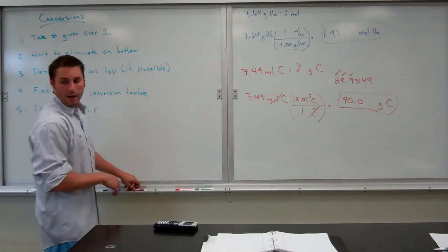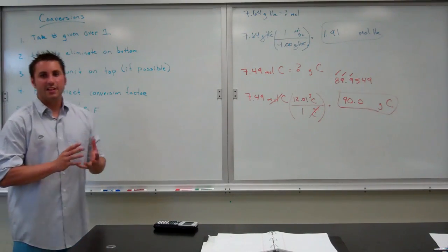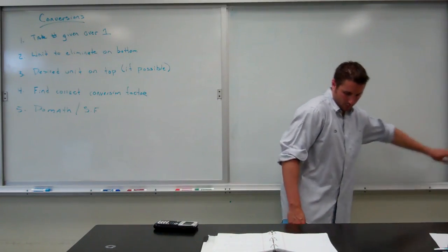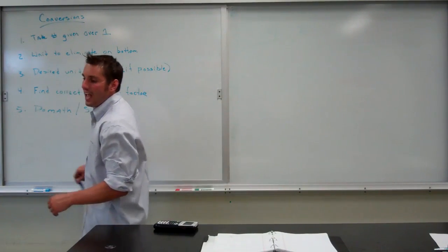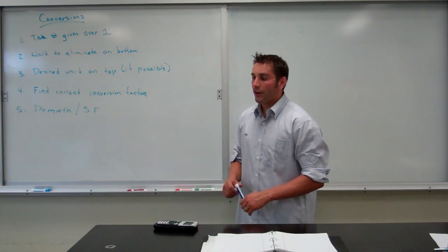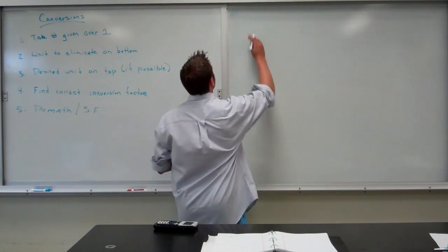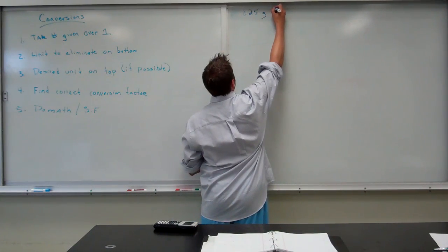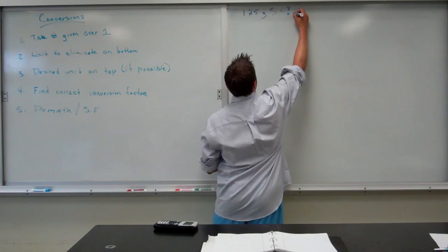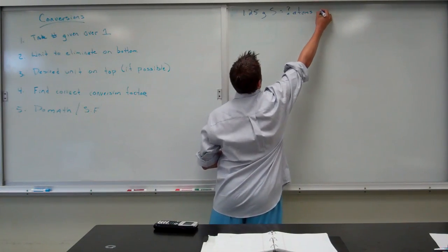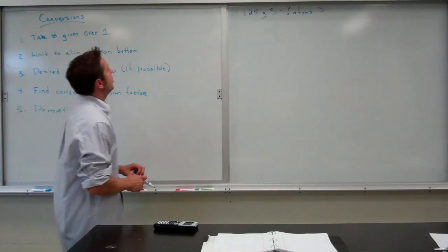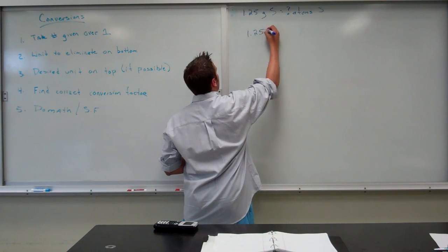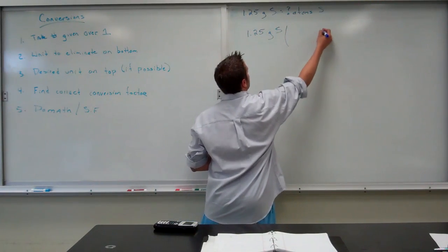Let's take a look at some that are a little bit more complicated, things that involve compounds or possibly multiple steps. Okay. Example 5 says, how many atoms of sulfur are there in 1.25 grams of sulfur? So I know I have 1.25 grams of sulfur, and I want to know question mark atoms of sulfur. So we try to follow our steps. Start with we're given over 1. 1.25 grams of S. I draw my brackets.